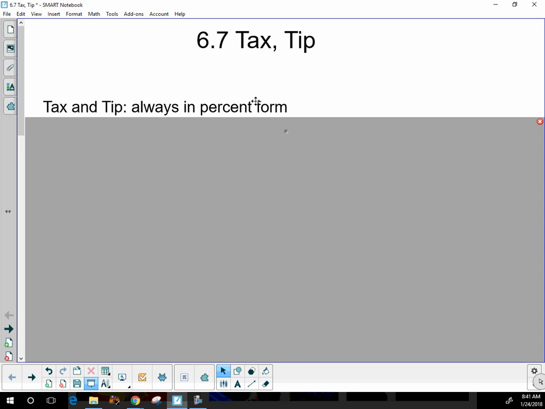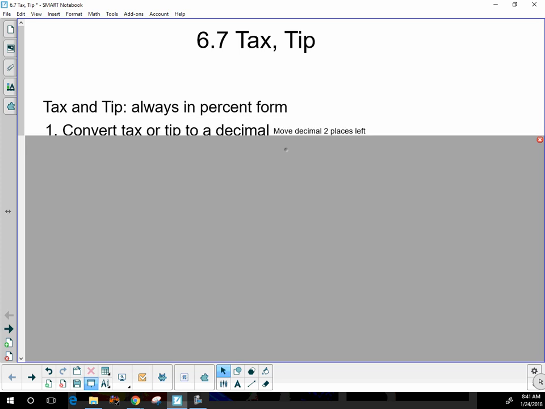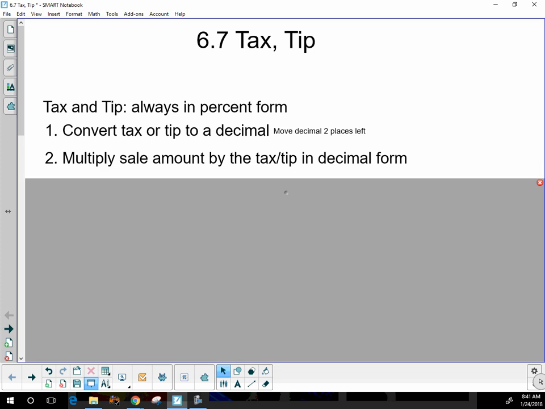Again, they're always in percent form. So you could convert the tax or tip to a decimal. Remember, you move the decimal 2 places left. And then multiply the sale amount by the tax or tip in decimal form.